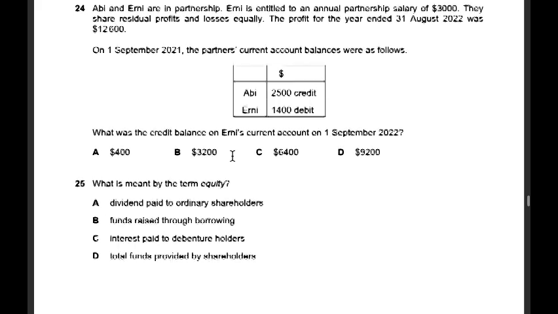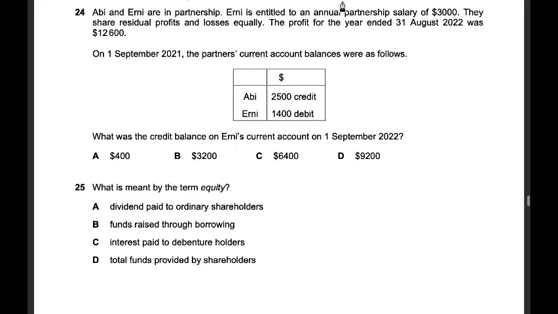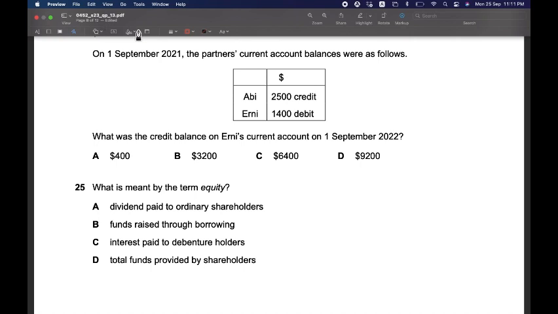Abhi and Ernie are in partnership. Ernie is entitled to an annual partnership salary of $3,000. They share residual profits and losses equally. Profit for the year ended 31 August 2022 was $12,600. Alright.